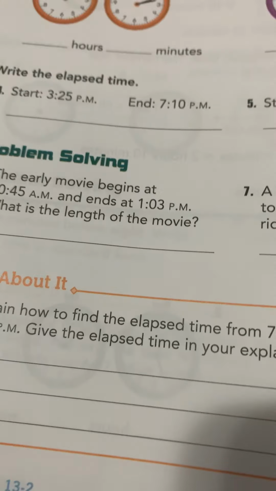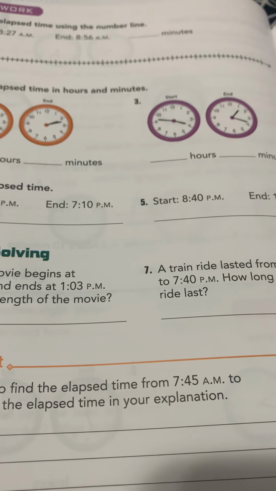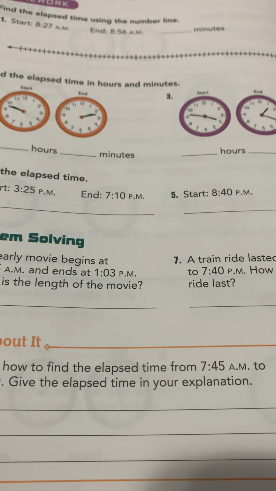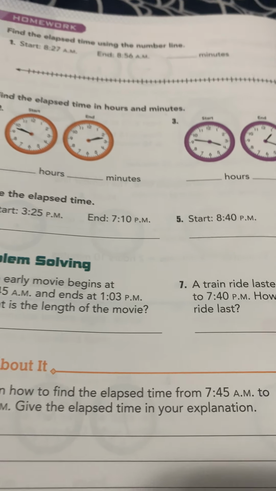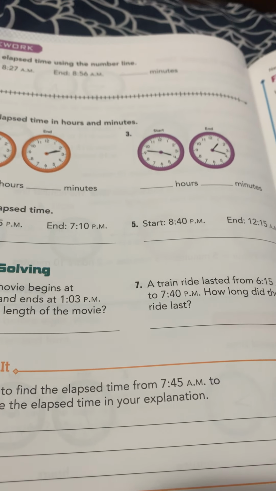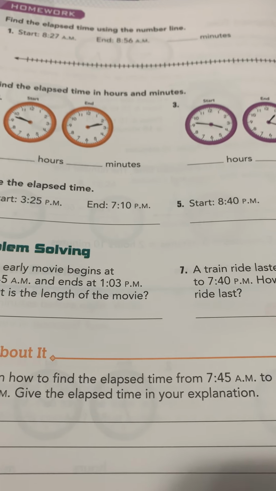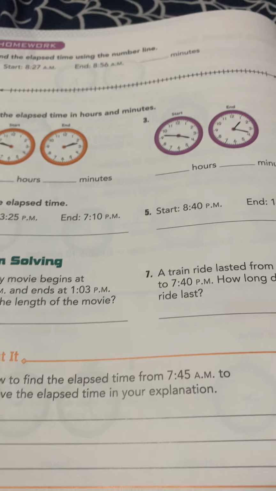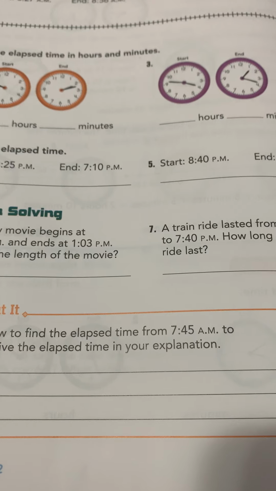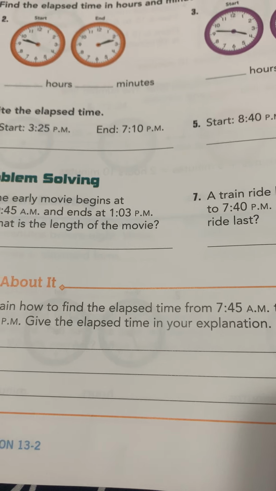Number 8, write about it. Explain how to find the elapsed time from 7:45 a.m. to 1:30 p.m. and give that elapsed time in your explanation. So how do you find out what that time is from 7:45 a.m. to 1:30 p.m., and explain how you found that out? All right, boys and girls, please figure that out. I will have the answer pages posted on my website. And please let your parents let me know if you need a mini clock to help you out.